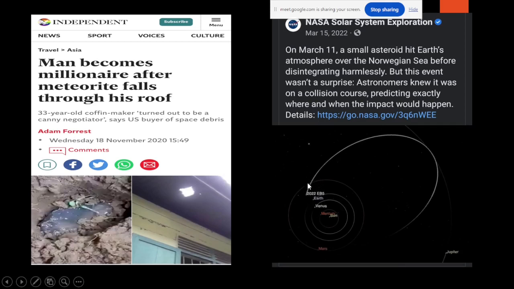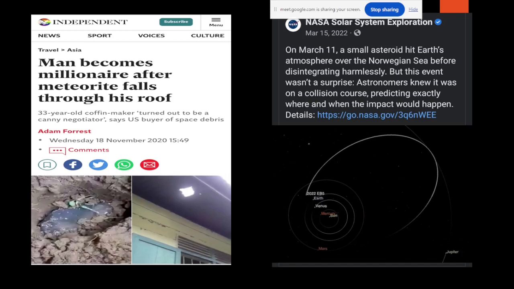Okay, look at the orbits of the planets in our solar system. This asteroid landed. Guess what? It was just 2 hours before it landed that we spotted it. Just 2 hours. But luckily for us as humans, it landed in the sea. The Earth is 70% water.